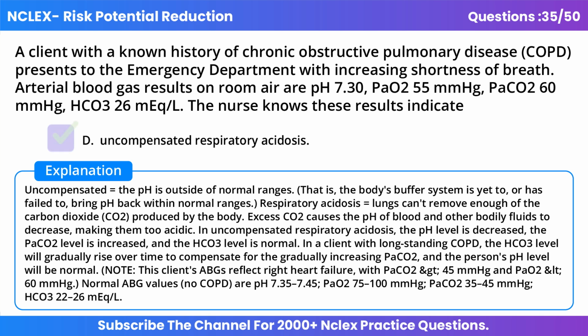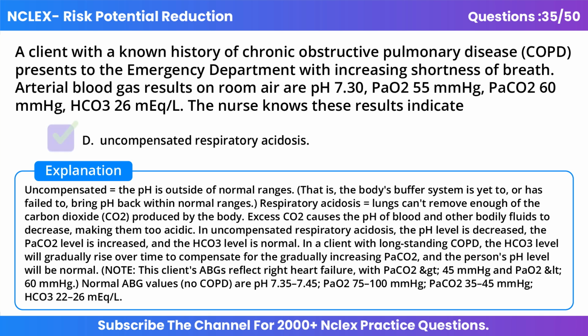Uncompensated equals the pH is outside of normal ranges. That is, the body's buffer system is yet to, or has failed to, bring pH back within normal ranges. Respiratory acidosis equals lungs can't remove enough of the carbon dioxide, CO2, produced by the body. Excess CO2 causes the pH of blood and other bodily fluids to decrease, making them too acidic. In uncompensated respiratory acidosis, the pH level is decreased, the PaCO2 level is increased, and the HCO3 level is normal.